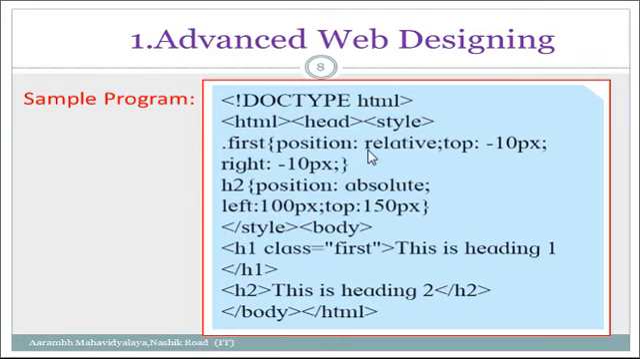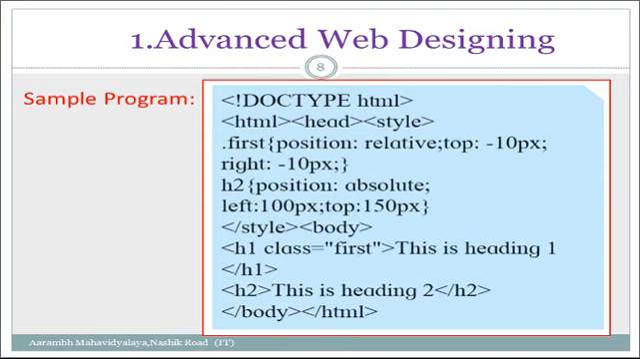See here, used position is relative, that means near about distance. Then under H2, given position is absolute with left as 100 pixel and top as 150 pixel. Then here provided data under body is H1 class equal to first, this is heading 1, and under H2 this is heading 2 without using the class.